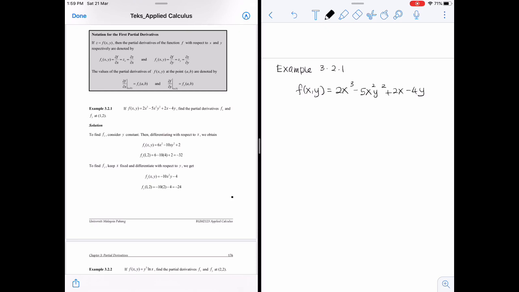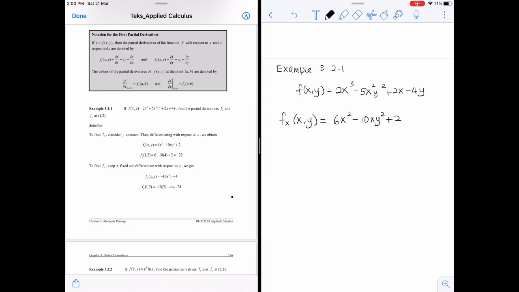Okay, so now the first thing is you need to find the partial derivative of f with respect to x. So we differentiate this function with respect to x and consider y as a constant. So we have 6x squared minus 10x y squared plus 2, and negative 4y will be equal to 0 because negative 4y is a constant. Differentiating a constant is equal to 0.